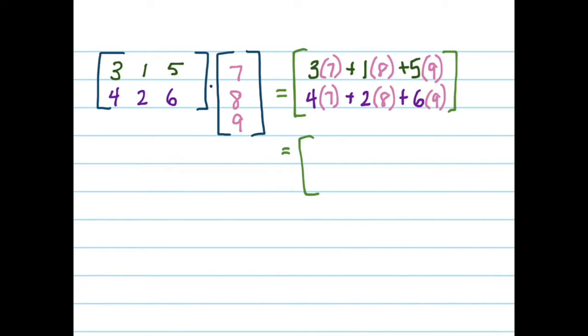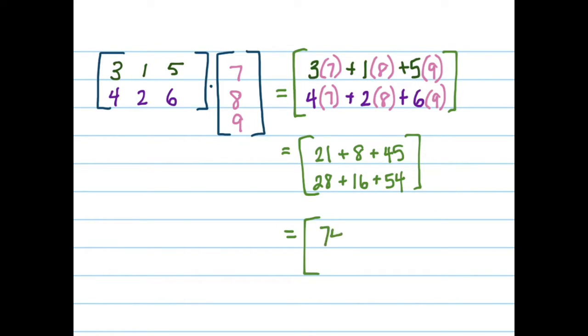In that first row here, we have 3 times 7 is 21, plus 1 times 8 is 8, plus 9 times 5 is 45. In the second row, 4 times 7 is 28, plus 2 times 8 is 16, plus 6 times 9 is 54. So when we simplify and we just add them up, we're going to get 74 on the top and 98 on the bottom. So our answer is a 2 by 1 matrix, so we're feeling pretty good about that.